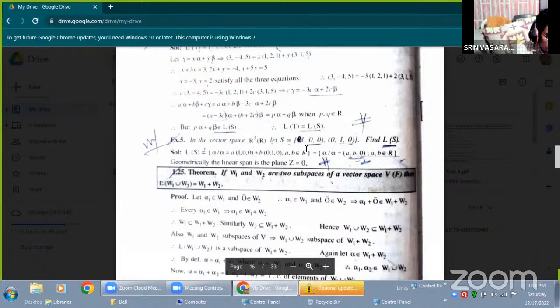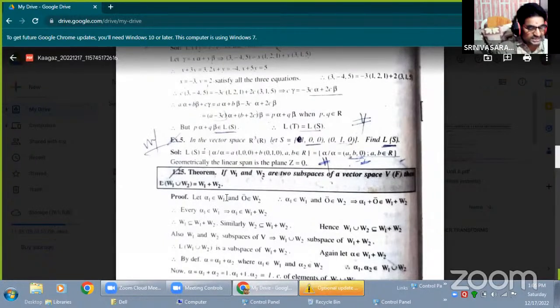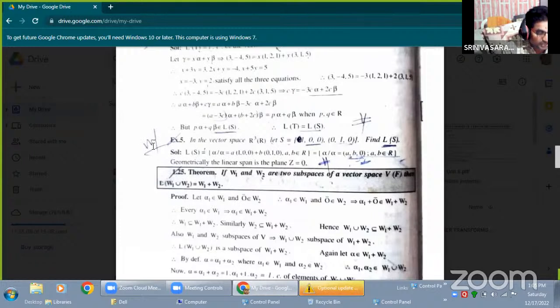Suppose another, (0, 1, 0), is there, and X equals 0 is the plane we get. In the same manner, with (1, 0, 0), the linear span is the plane Y equals 0. Now this is one of the important parts. It is very important for fill in the blanks, match the following, or multiple choice questions. That's enough.